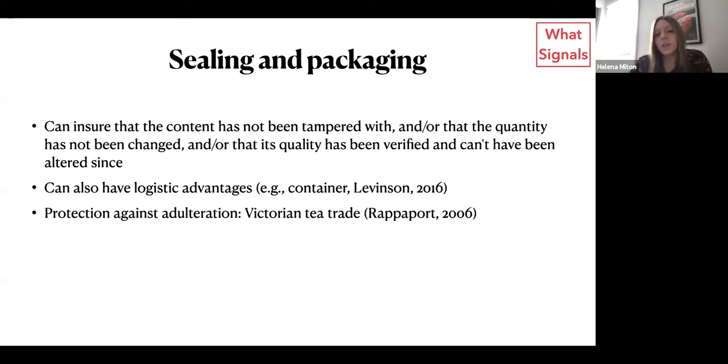That's actually what happened a lot in the Victorian tea trade, where tea was exported to the UK in bulk, and then you had your local trusted English middleman who would do the packaging and certify the quality of it. And as a side advantage, sealing and packaging have a logistic advantage.